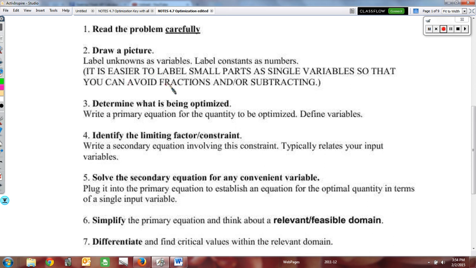Now, a couple of things about when you're coming up with your formula, when you're using the drawing, the picture, and trying to determine what's being optimized to come up with this primary equation for your quantity. So you're going to get a quantity formula just like we did before. A couple of things that I want to point out here, that if you can, when you are labeling your diagram, label small parts as your variables so that the larger part is going to be in a sum instead of a difference.